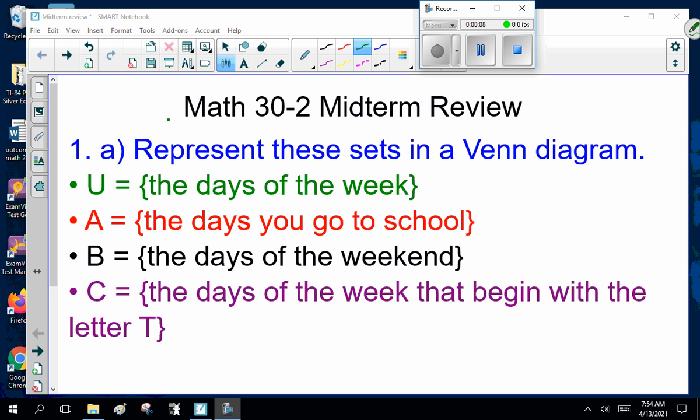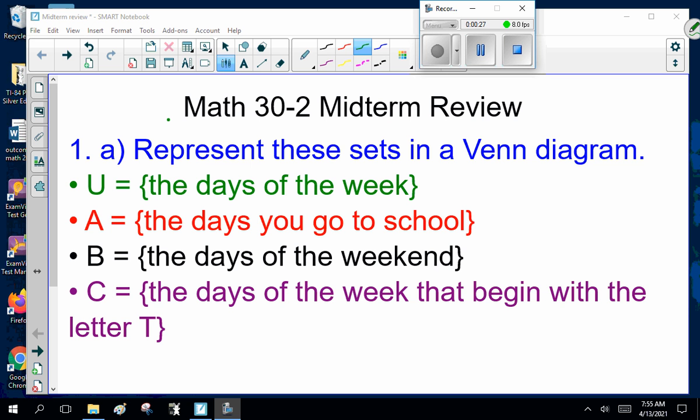Question number 1. Represent these sets in a Venn diagram. U, the universal set, the days of the week. Set A, the days you go to school. Set B, the days of the weekend. Set C, the days of the week that begin with the letter T.